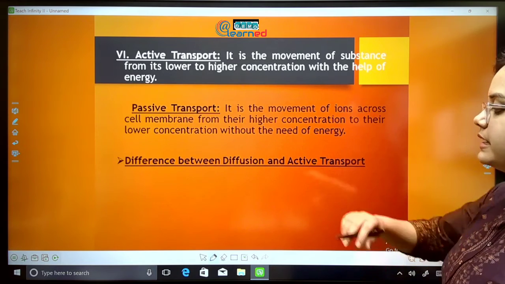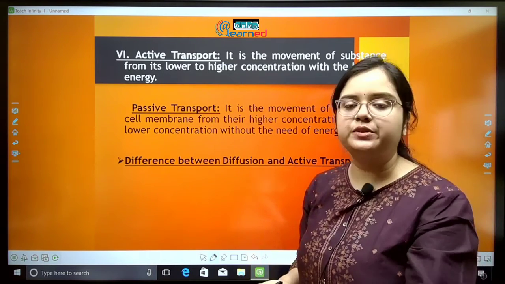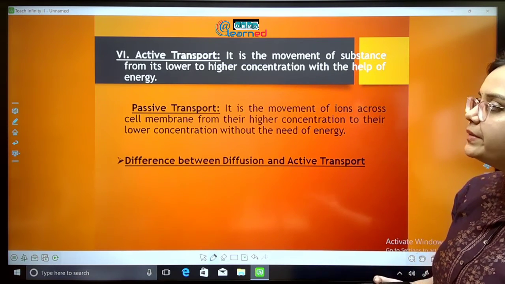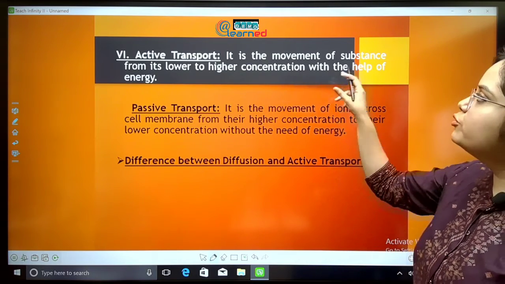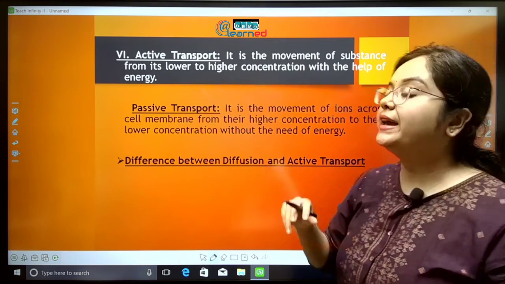Now, this is the last part of our today's lesson. After that, we will delve into questions. We will study the probable questions that will come up. Active transport is the last part. What is it? It is the movement of substance from lower to higher concentration with the help of energy.